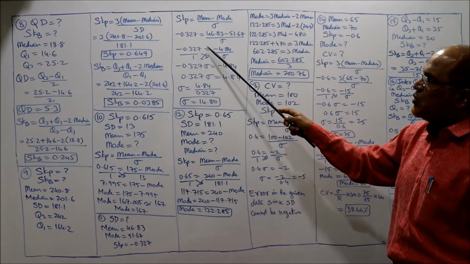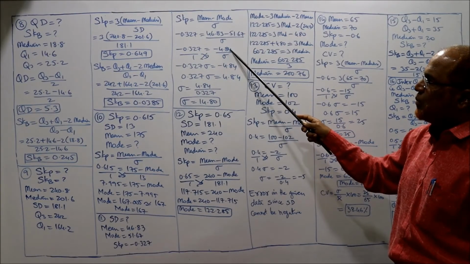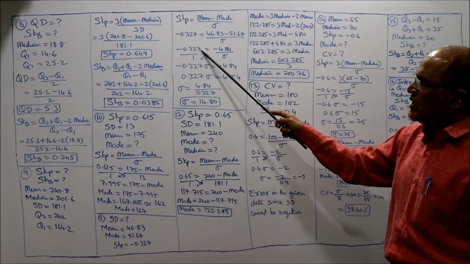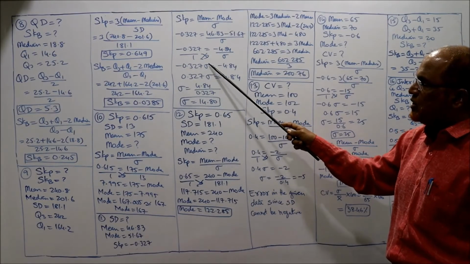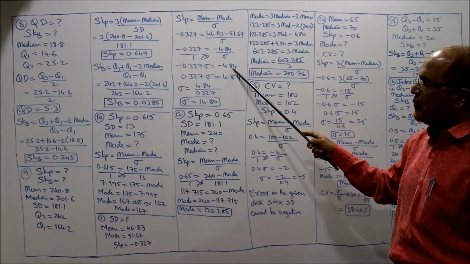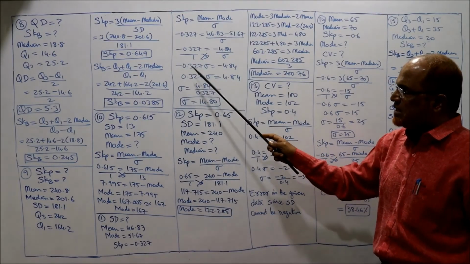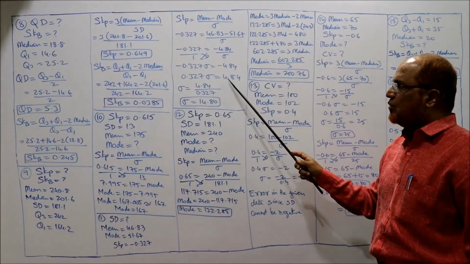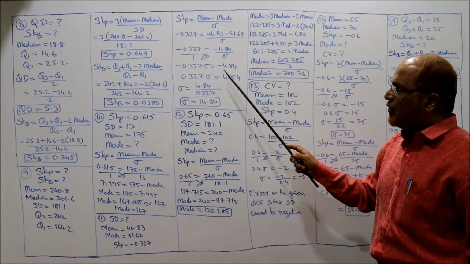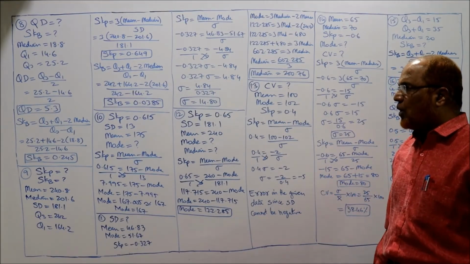So minus 0.327 is equal to 46.83 minus 51.67. You will get minus 4.84 divided by sigma. Cross multiply करिए. Minus 0.327 into sigma is equal to minus 4.84 into 1. Minus is there on LHS, minus is there on RHS. It will get cancelled. So 0.327 sigma is equal to 4.84. Sigma is equal to 4.84 divided by 0.327. So sigma ultimately will get 14.8.